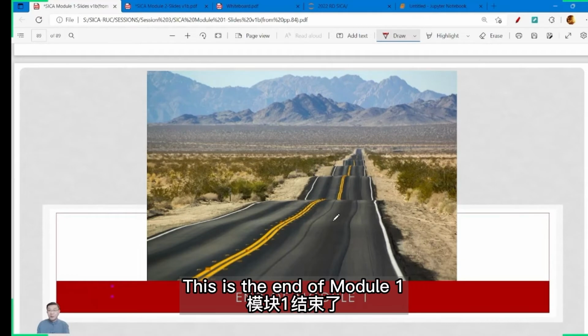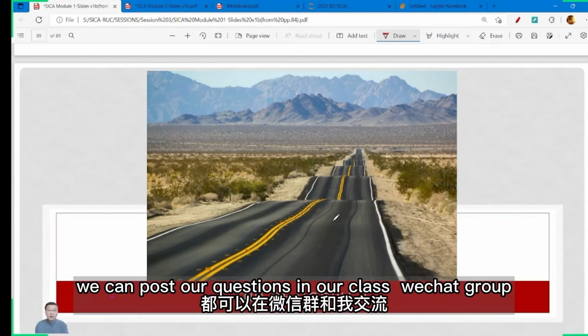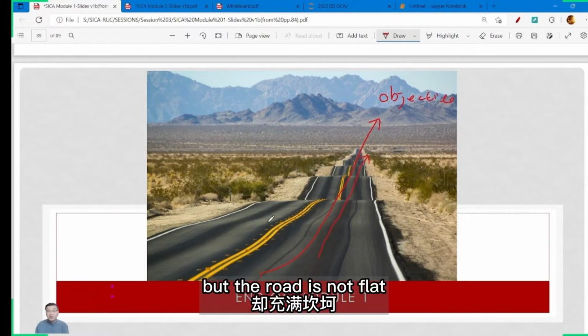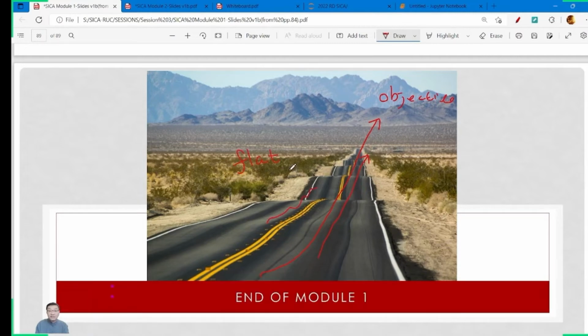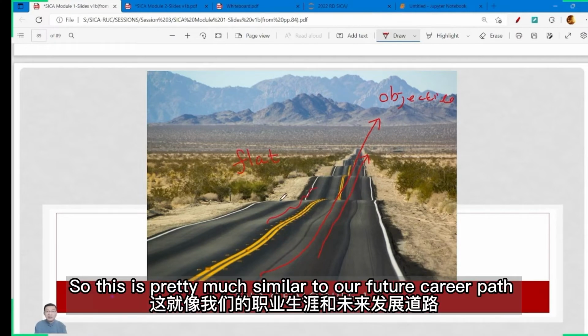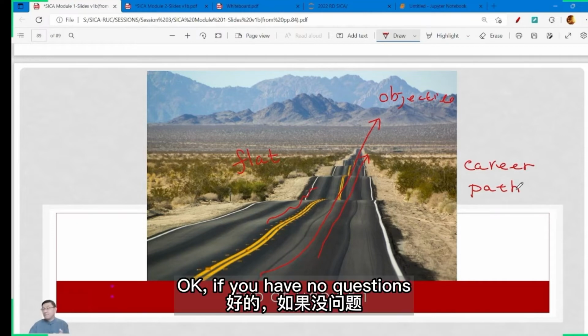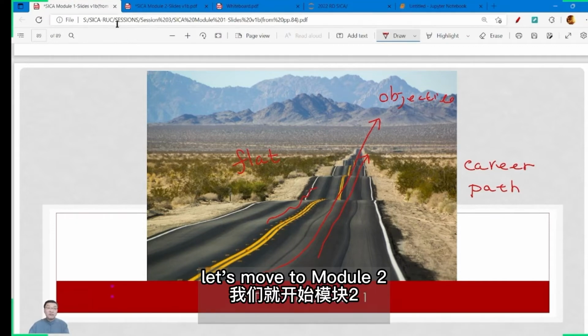This is the end of Module 1. If we have any questions, we can post them in our course WeChat group. I like this picture pretty much. It's a road ahead, and it's our objective. We can see the road, but the road is not flat. This is pretty similar to our future career path. Okay, if you have no questions, let's move to Module 2.